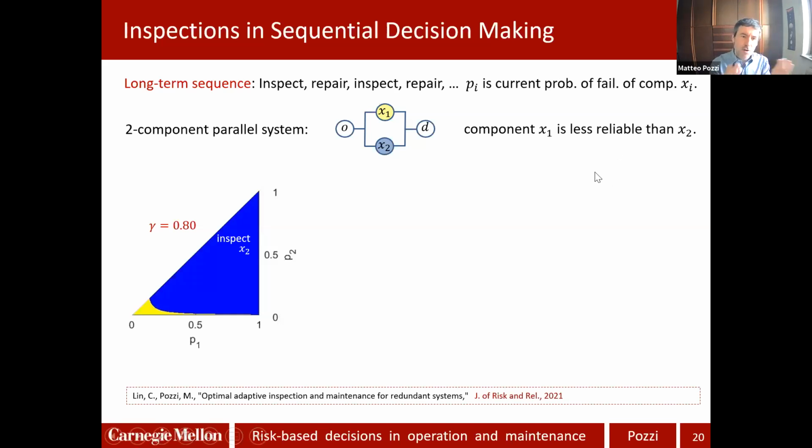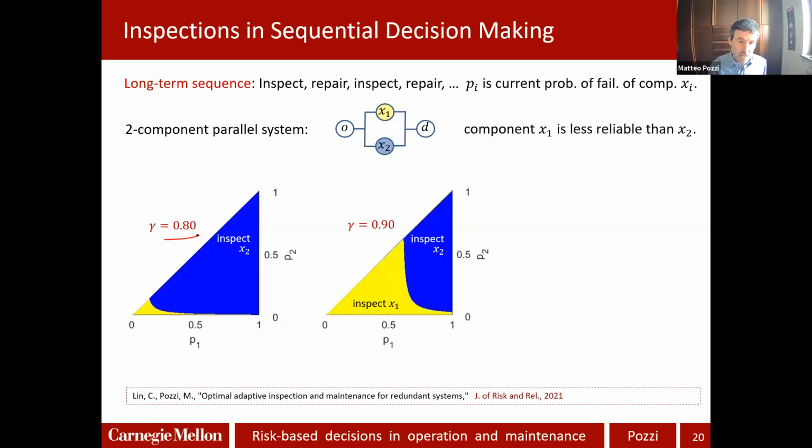And here we see how this actually changes when you put time into the picture. The blue component is the most reliable one, and it's true that if you don't care much about the future, here you have a low discount factor, you should inspect the most reliable component. But if you care more and more about the future, you should focus your attention on the most vulnerable component, even in a parallel system, because essentially you try to preserve some redundancy.